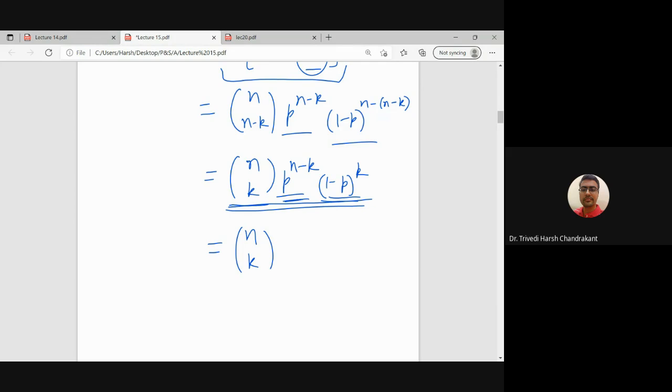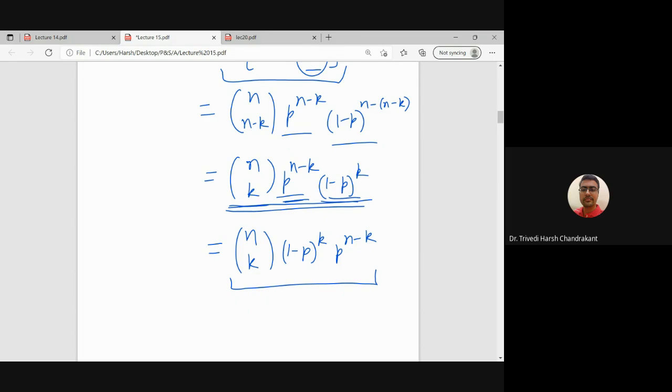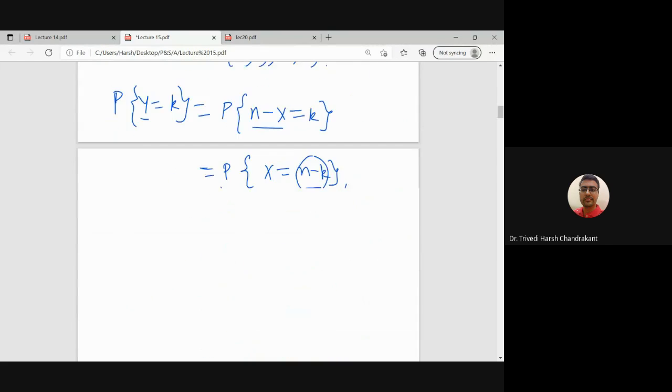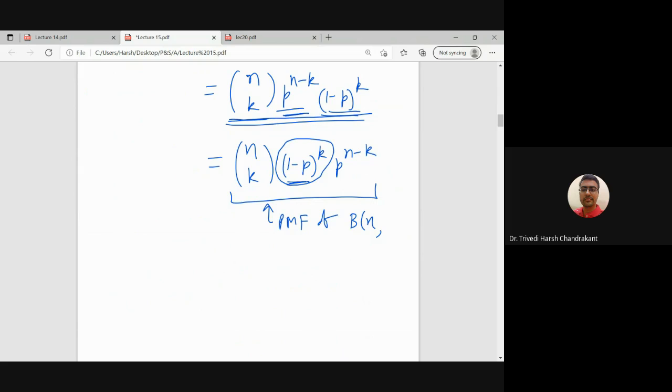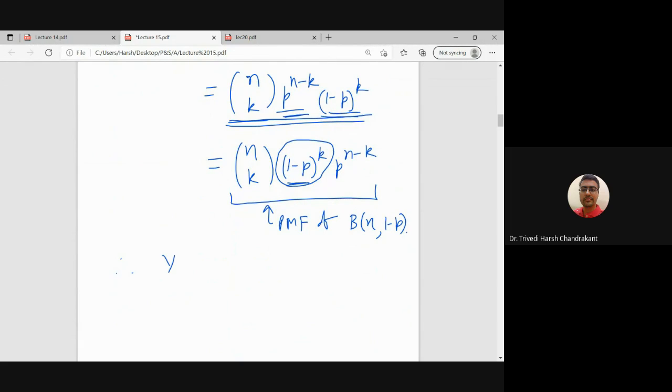So it becomes nCk, 1 minus p to the power k, p to the power n minus k. This is also a binomial expansion, but now the role of p is replaced by the role of 1 minus p. This is the PMF of a binomial random variable of n tosses, but instead of the probability of success being p, now the probability of success, in terms of the power k, is 1 minus p. This PMF is the PMF of the new variable Y. Therefore Y is a random variable which follows the binomial distribution with n tosses and probability of success 1 minus p.